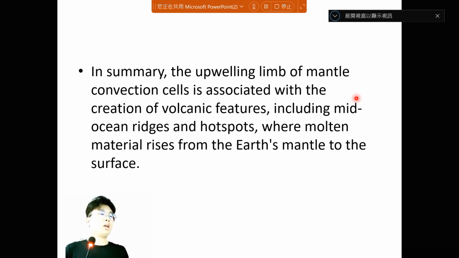In summary, the upwelling limbs of mantle convection cells are associated with the creation of volcanic features, including mid-ocean ridges and hotspots, where molten material rises from the Earth's mantle to the surface.